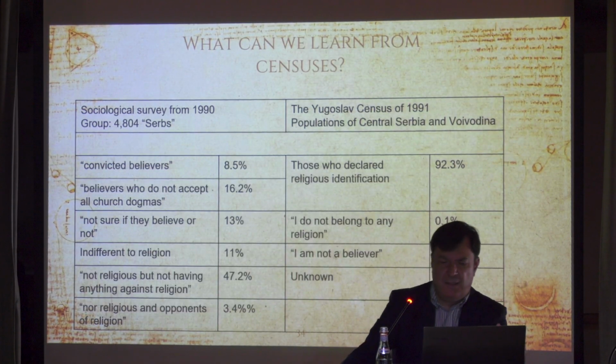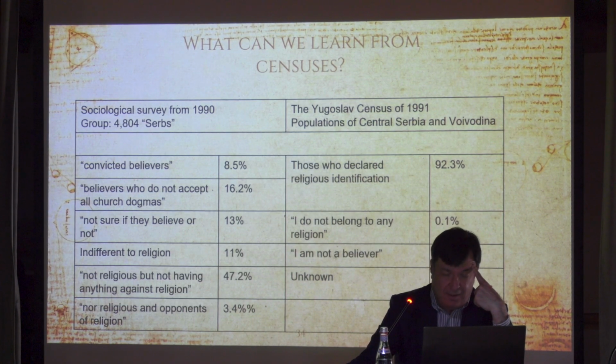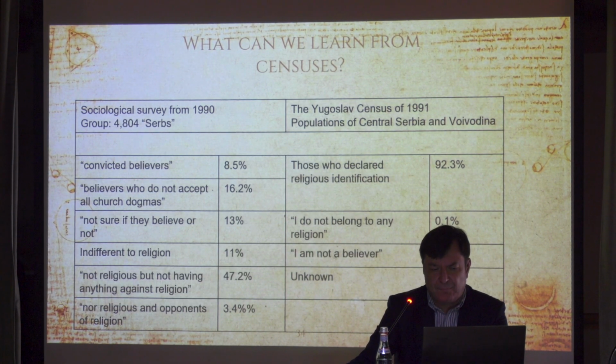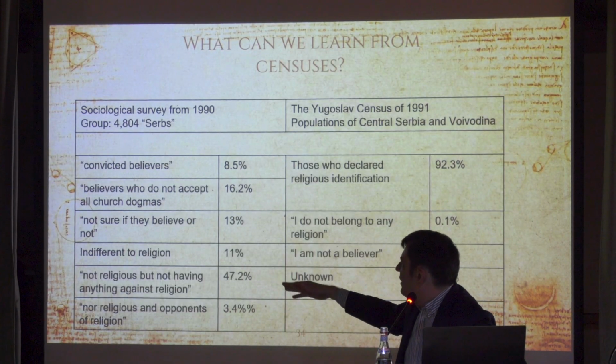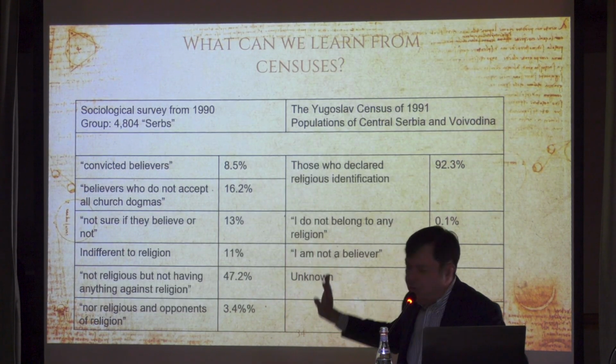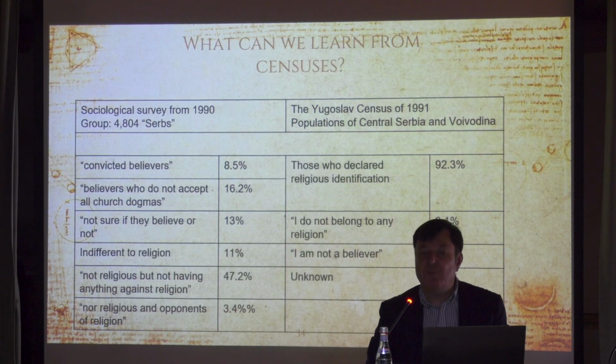So now, look at this. No, sorry, 2.1%. Now, 0.5% were in 2011. Now, calculate this. I'm not religious, I'm an opponent of religion, I'm indifferent to religion. There are these three groups. That's more than 60%.